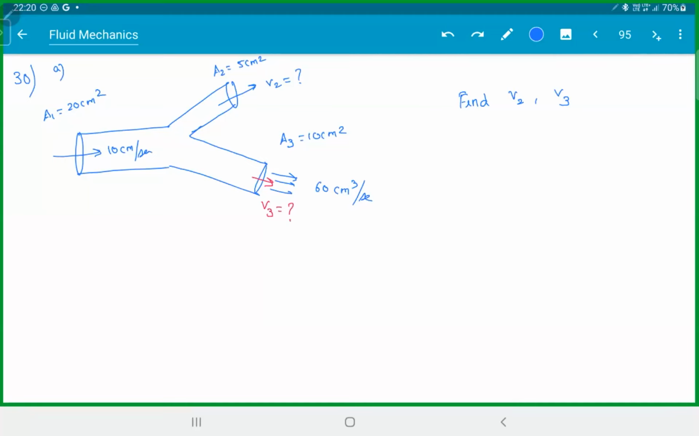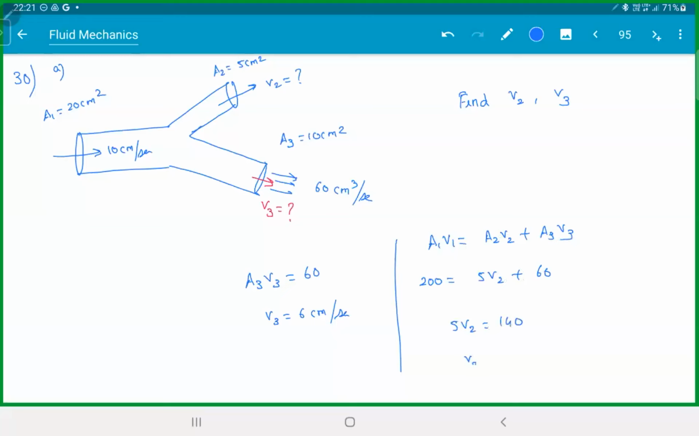See now, here A3 V3 is 60. A3 is 10, so V3 is 6. And we also know A1 V1 inflow is equal to A2 V2 plus A3 V3. This is 200. This is 5V2 and this is 60. So 5V2 is 140. V2 is 28 centimeter per second. Right? Easy?